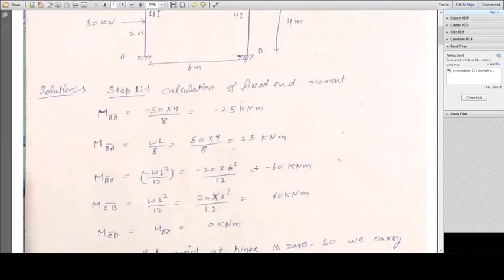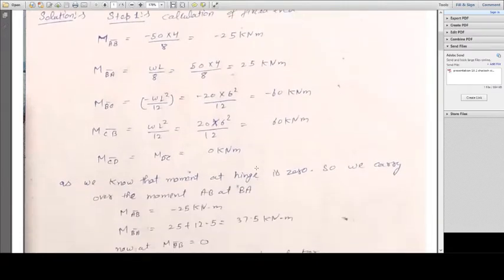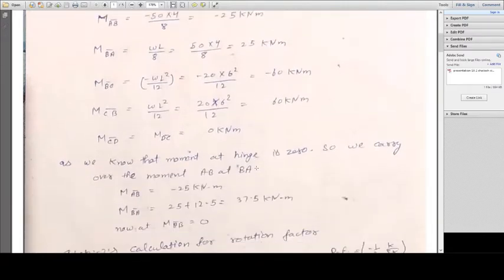MBC is equal to minus WL square by 12, that is minus 60 kilonewton meter, because the W is 20 and the L is 6 meter. And MCB is equal to WL square by 12, that is equal to 60 kilonewton meter. MCD is equal to MDC, that is equal to 0 kilonewton meter.